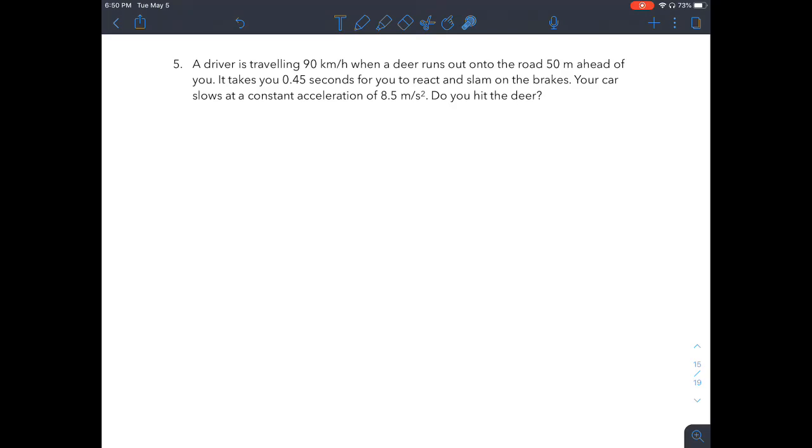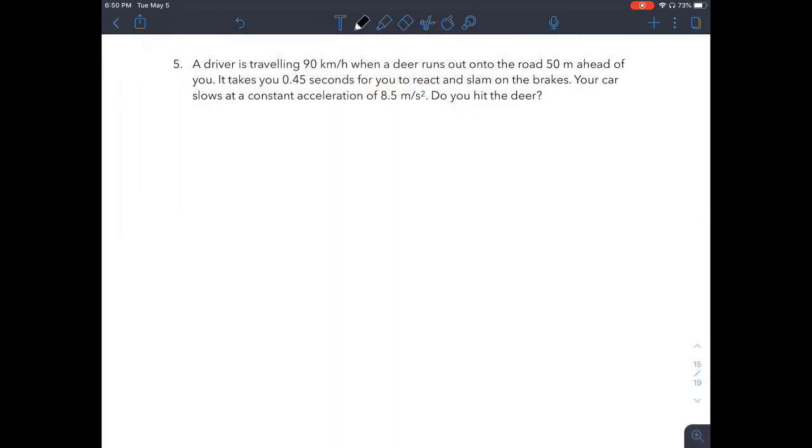We've got a driver traveling at 90 kilometers an hour. When a deer runs out 50 meters ahead of them, it takes you 0.45 seconds to react, and then you slam on the brakes, and then you slow down with a constant acceleration of 8.5 meters per second squared. We want to know, do you hit the deer?